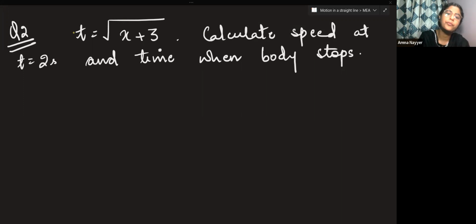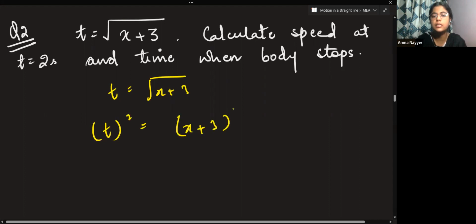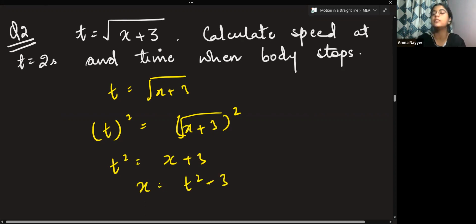See, I'll tell you how to differentiate when a root is there. Whenever you see a root, the best method is to eliminate the root. If t is equal to under root x plus 3, take the square on both sides: t square is equal to x plus 3. So x equals t square minus 3. Now you have a normal equation without root and you know how to solve this.